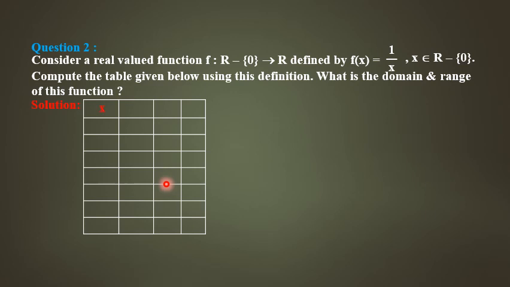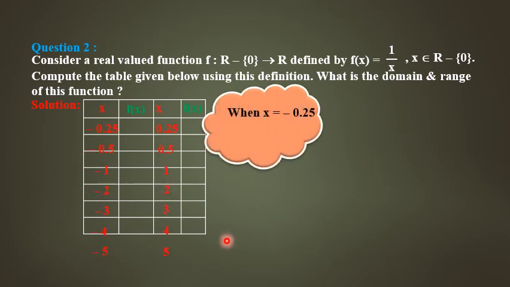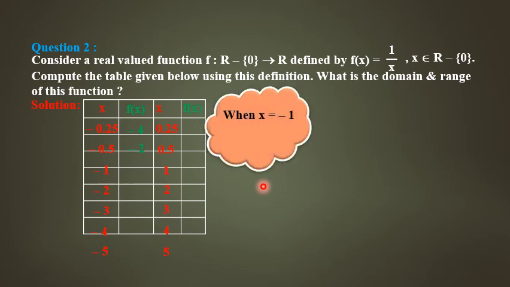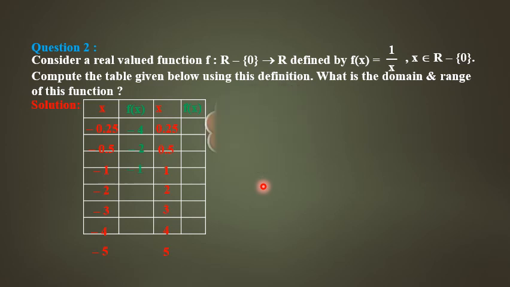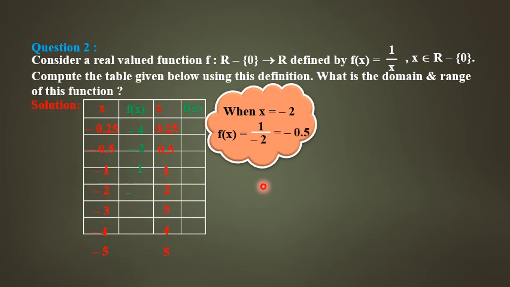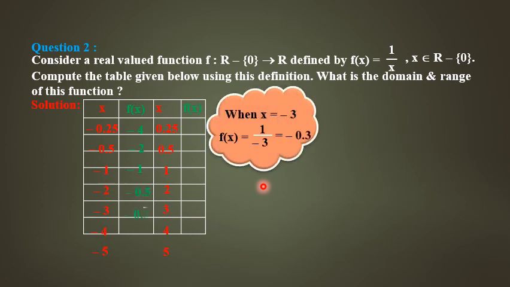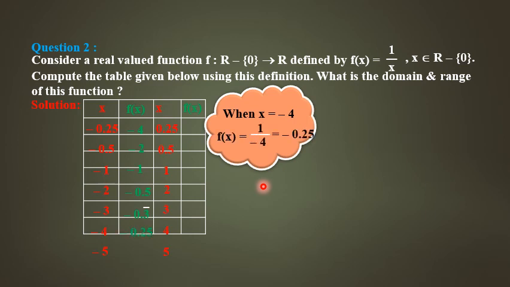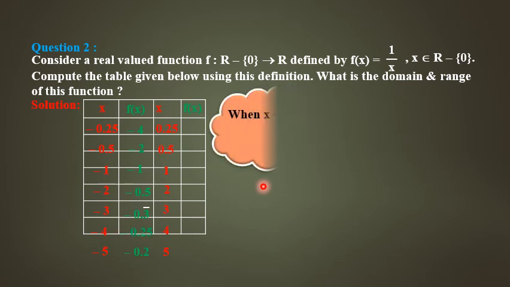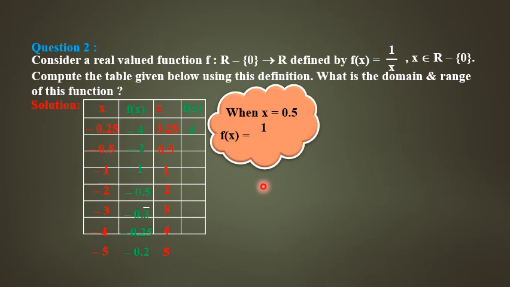Now look at this. Consider x and f of x. I have certain values for x here and I will find f of x. Similarly, I have taken both positive and negative values like this. Look at this, x equal to minus 0.25, you get minus 4. Again x equal to minus 0.5, you get minus 2. Then minus 1, you get minus 1. X equal to minus 2, you get minus 0.5. X equal to minus 3, that is minus 0.3. X equal to minus 4, you get minus 0.25. X equal to minus 5, you get minus 0.2.